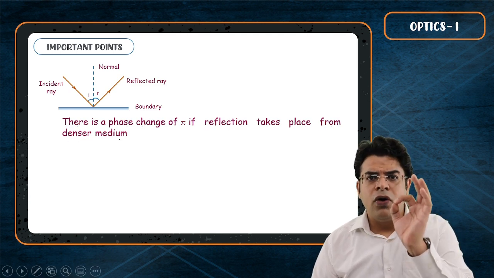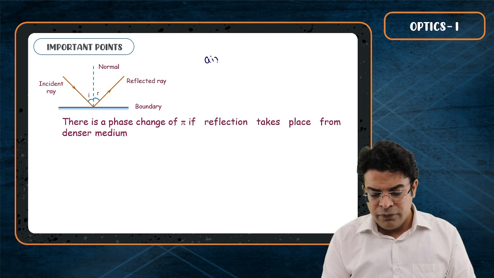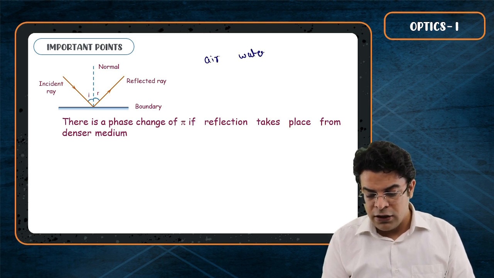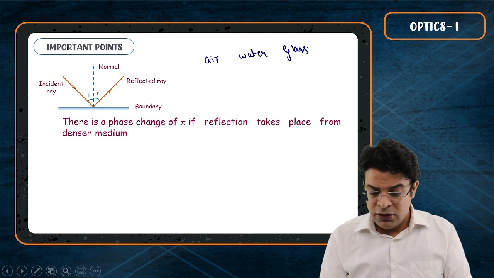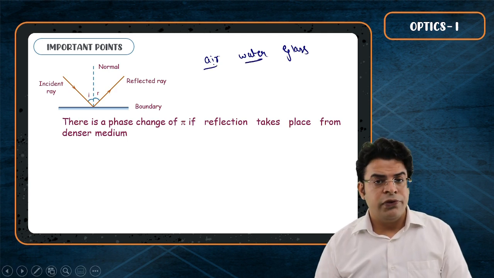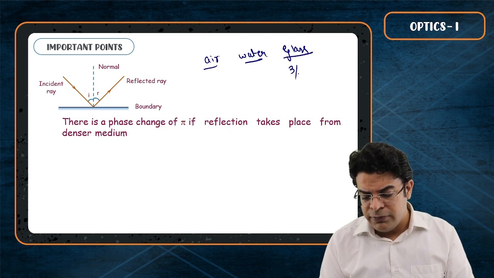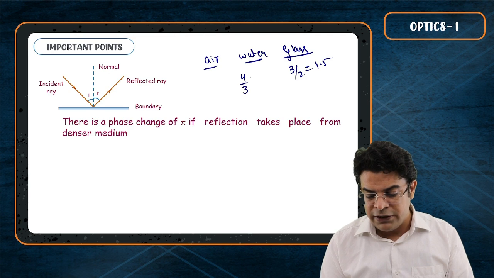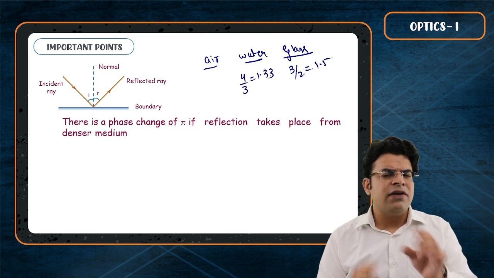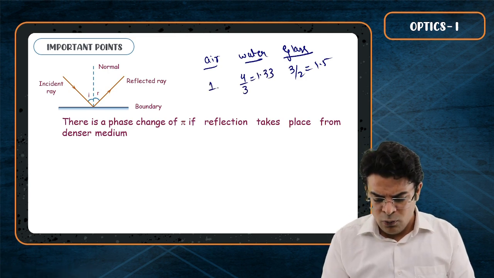I know that all of you know that out of air, water, and glass, glass is the most optically dense, then comes water, then comes air. Glass has a refractive index of 3/2, which is 1.5. Water has a refractive index of 4/3, which is 1.33. And we take the refractive index of air to be nearly 1.